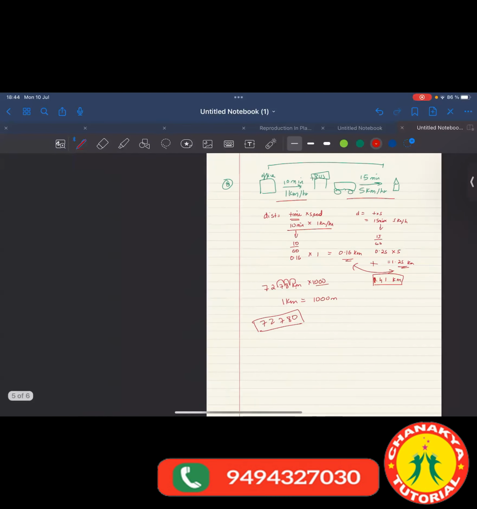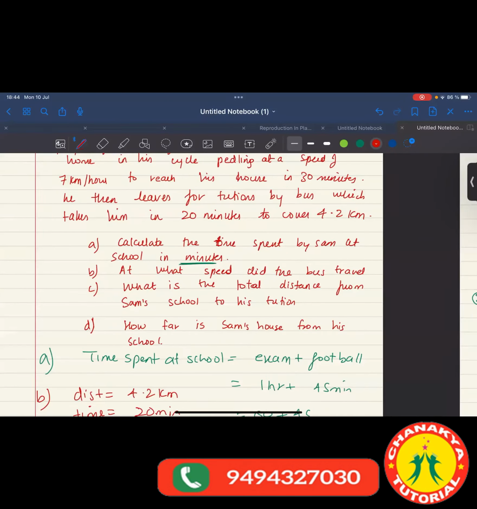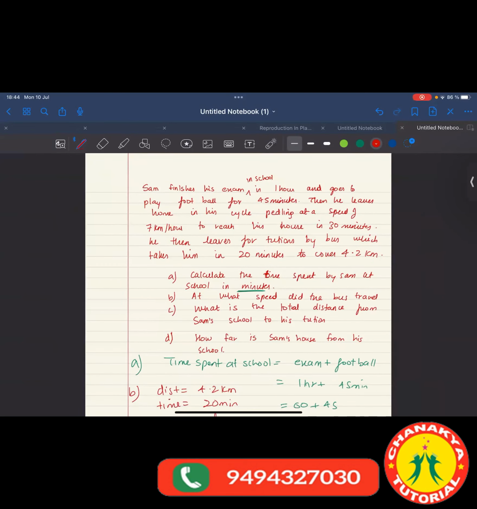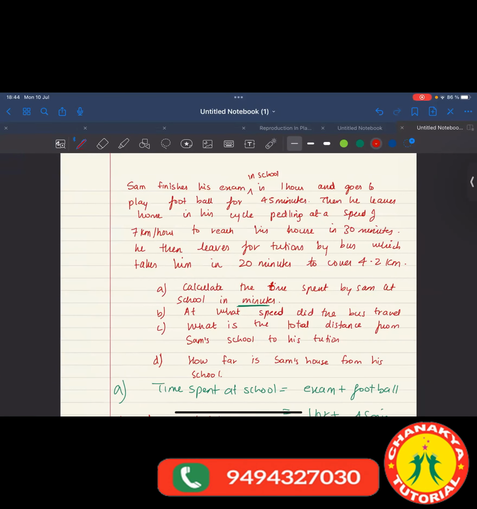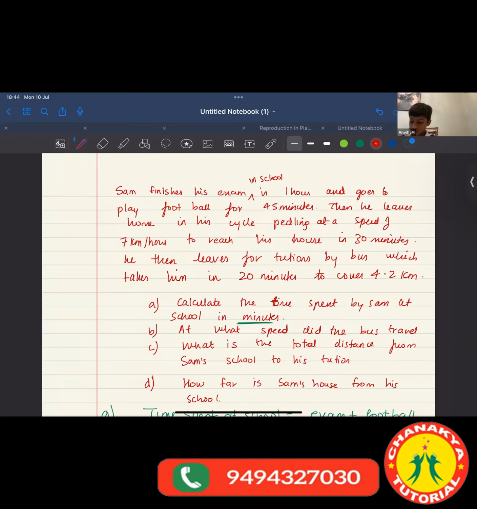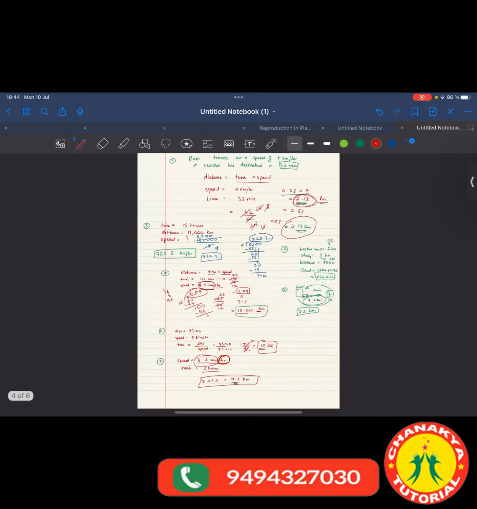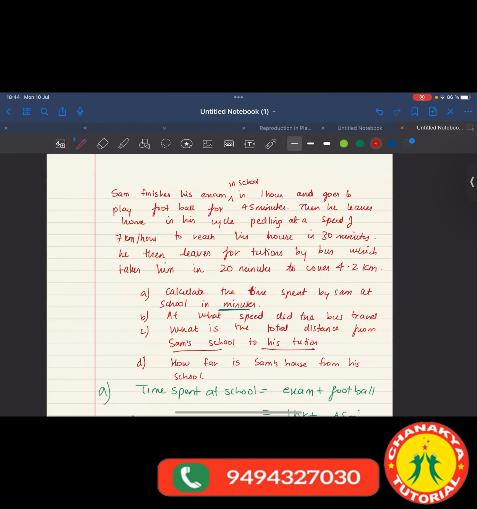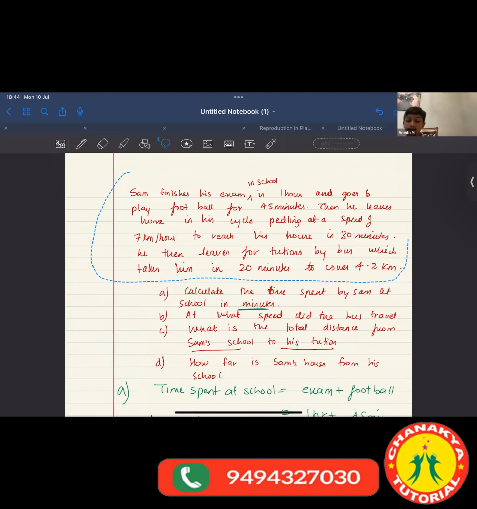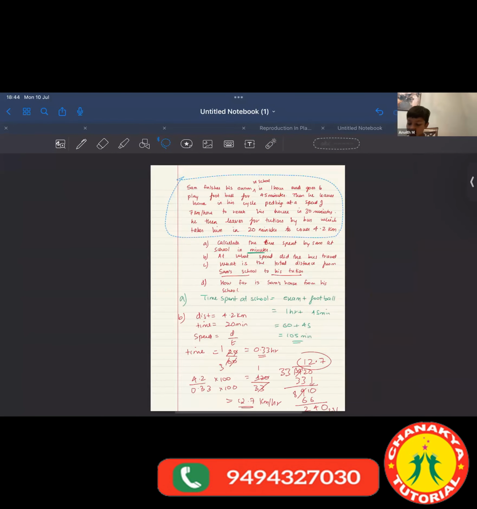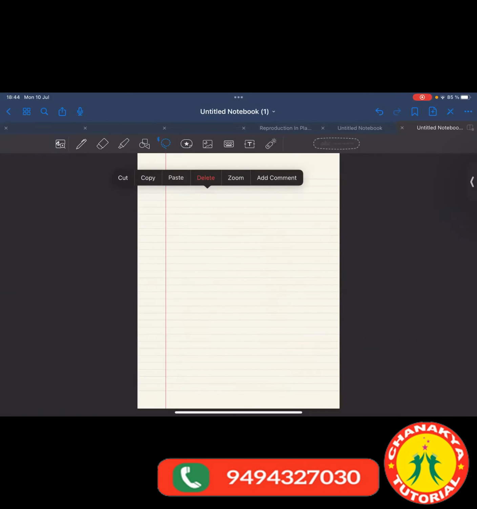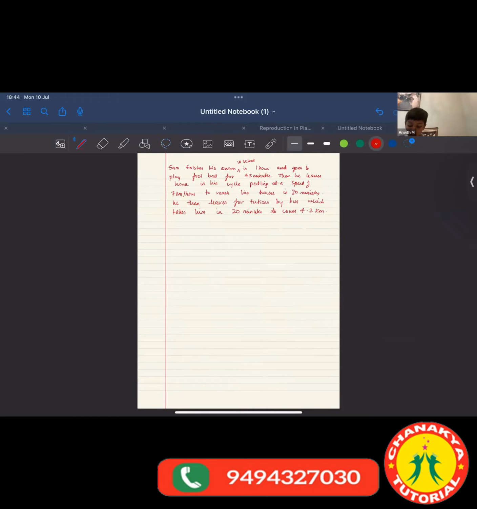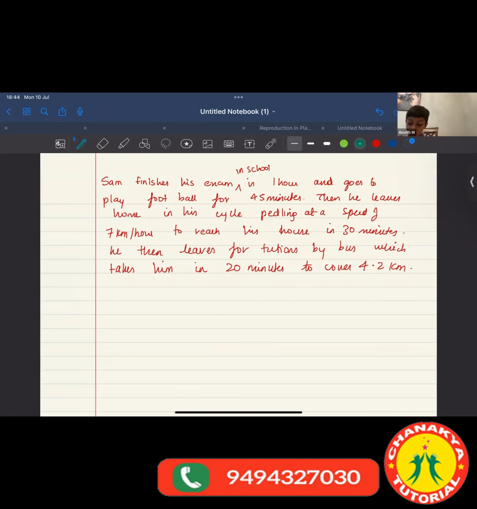So next is, what is the total distance from Sam's school to his tuition? From his school to his tuition. So here you know clearly, Sam finishes his exam this much time. Then he leaves home. So again, I'm doing a mind map. Look over here carefully. I just take the question over here, so it will be easier for you. Add the distance from the school to home and from home to tuition. Yes, very good. That's what you're supposed to do. So, school to home equals 3.5 kilometers and home to tuition is 4.2.